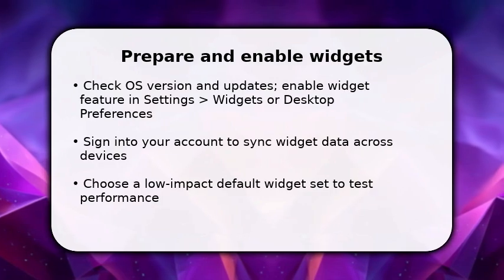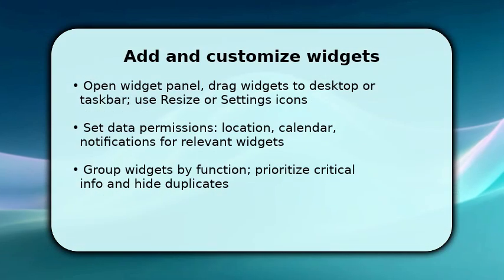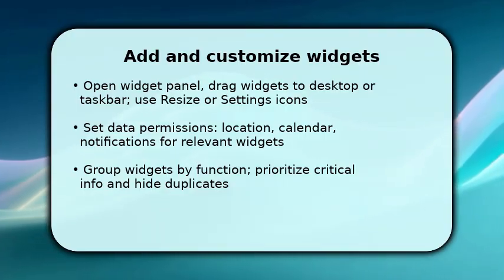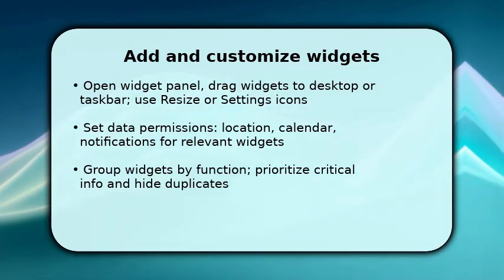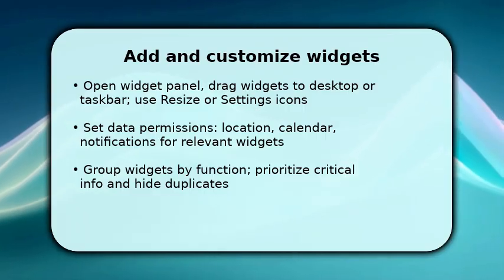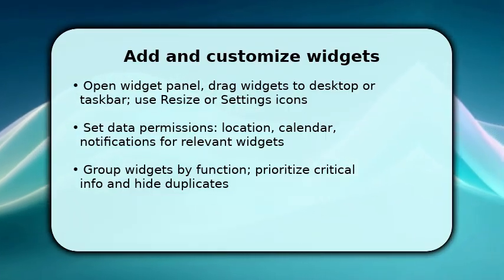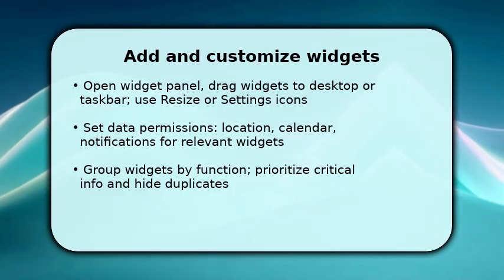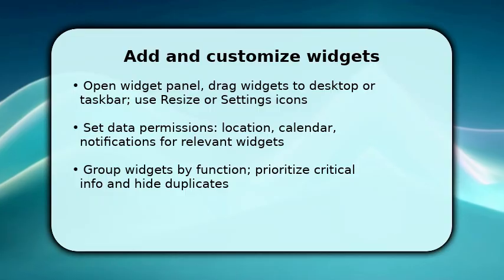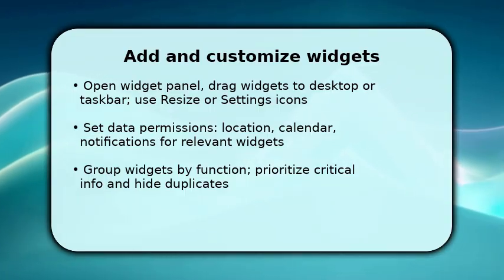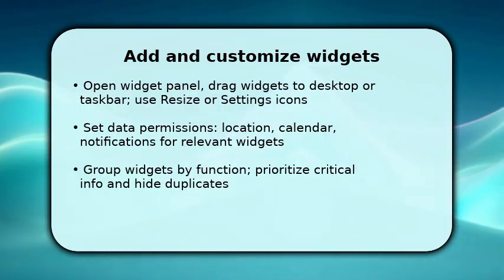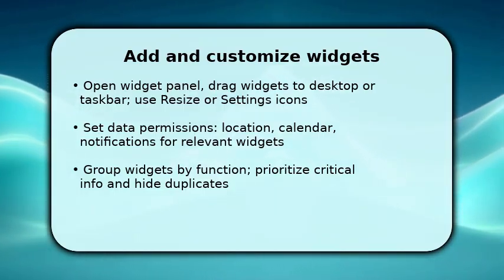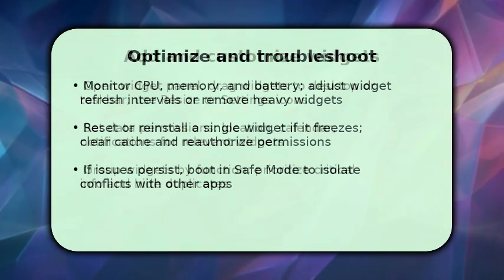You now add widgets and tailor them to your workflow. Open the widget panel, drag items onto the desktop or dock, and use resize handles to fit available space. Once placed, adjust each widget settings, grant location or calendar access only when needed, and configure update frequency to balance freshness versus battery. Group related widgets together so critical information is visible at a glance, and remove duplicates to reduce background updates and clutter.